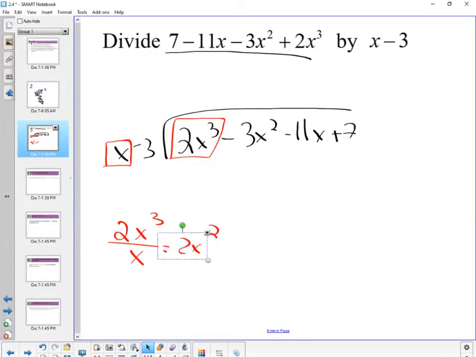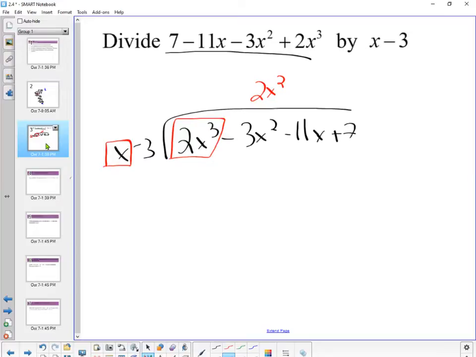is I'm going to write it with all my x squares. So this is 2x squared. And the reason for that is I want all my x squares to line up. I want it to look pretty. Math is supposed to be beautiful. Okay? Now I'm going to just multiply like I normally would, right?